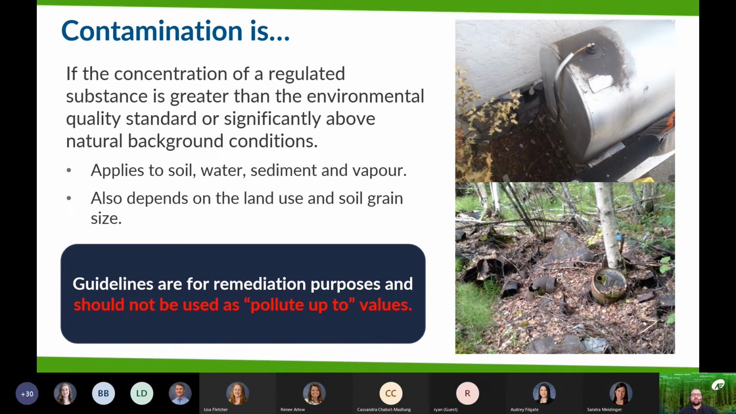Soil grain size and different zoning and land uses also affect the guidelines used. Typically, the most stringent to least stringent land uses are agricultural, residential parkland, natural area, and commercial industrial. Although there are guidelines to protect different receptors, the guidelines shouldn't be used as pollute-up-to values. If certain contaminants are above natural background conditions, they could also be considered contamination. And that comes into importance of why environmental site assessments and having a professional assess the site matter, as many times there are certain metals and parameters that have a guideline value but may actually be not of concern.